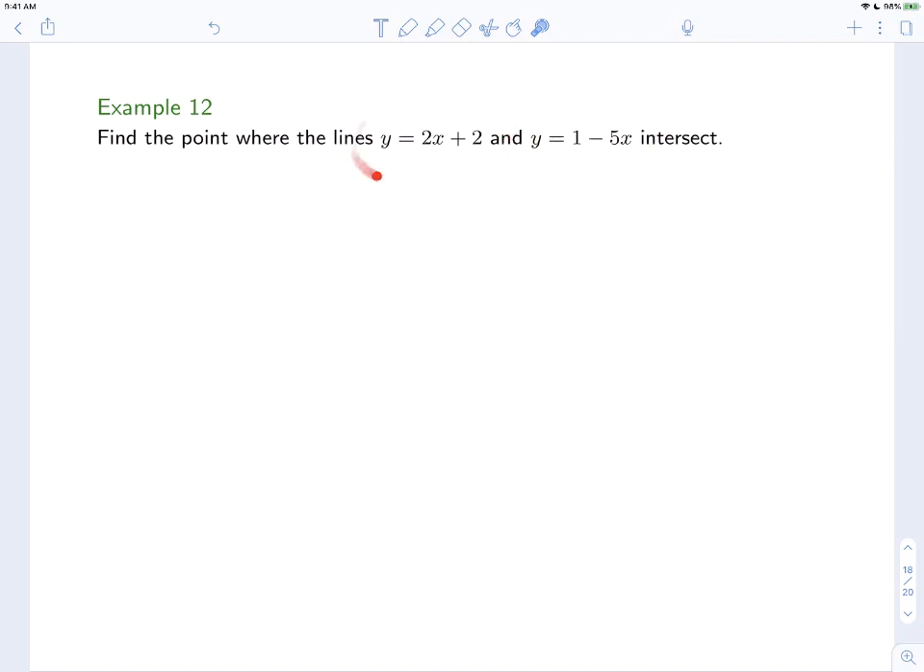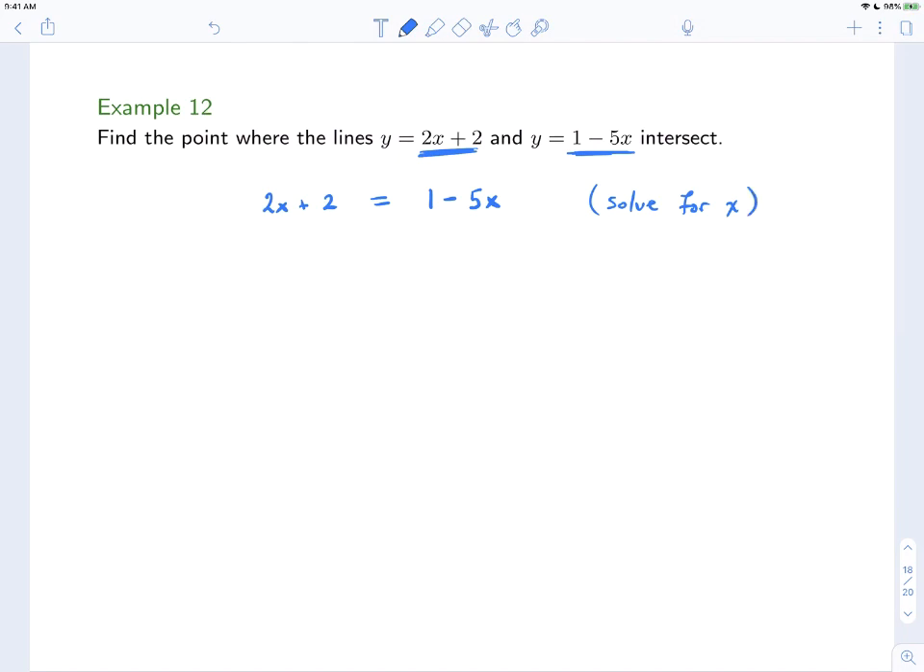The y coordinates are given by these formulas here. So we're trying to find the place where this y value is the same as that y value. So we want 2x plus 2 to be the same as 1 minus 5x. This is the y value for one line, and this is the y value for the other line. But if these two intersect, at the point where they intersect, they must have the same y coordinate. So now we just solve for x.